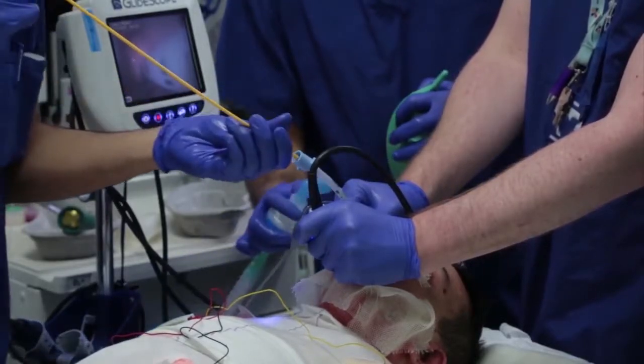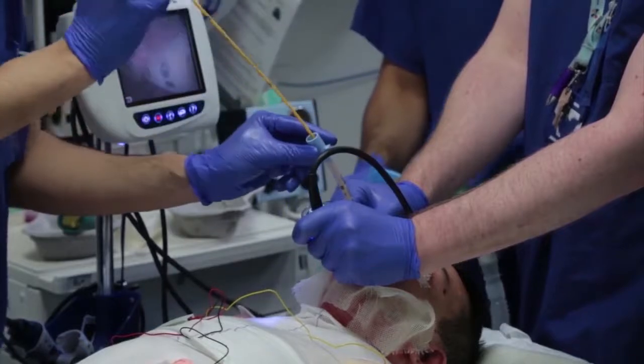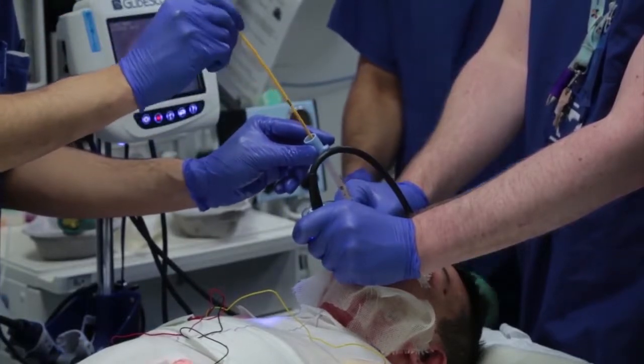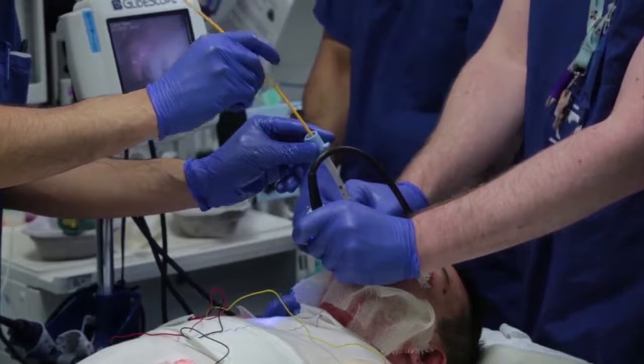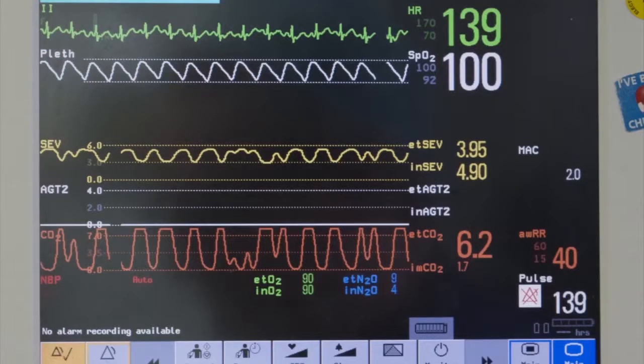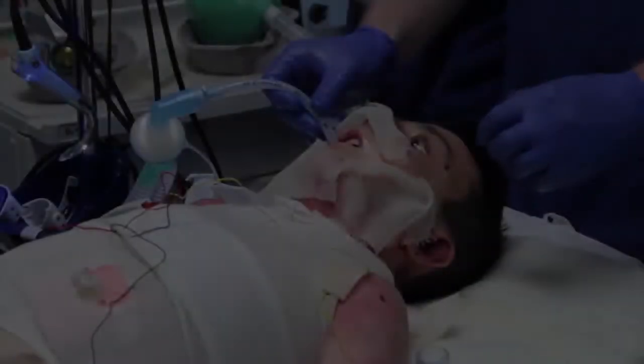Keeping the video laryngoscope in position to minimize trauma, we change the endotracheal tube by railroading the larger tube over a bougie. End-tidal carbon dioxide, seen here in the orange trace, gives final confirmation of a successful intubation.